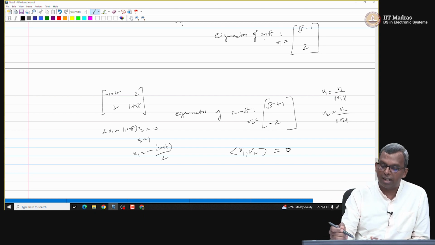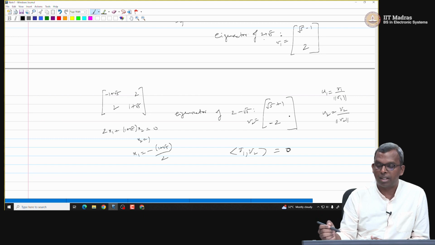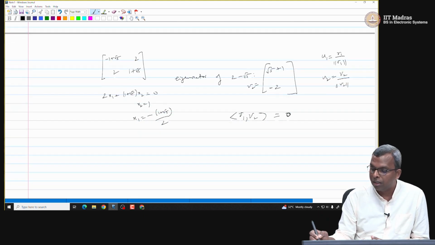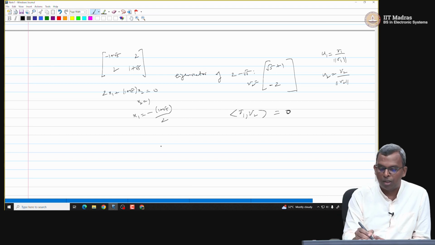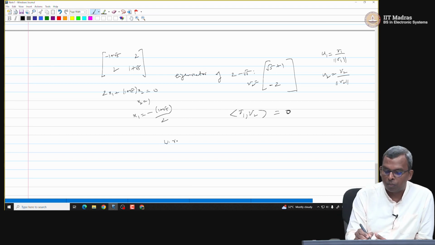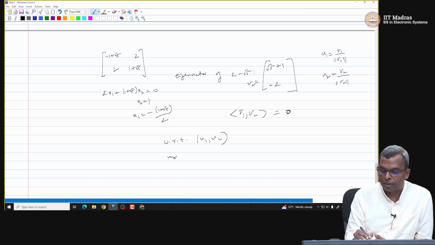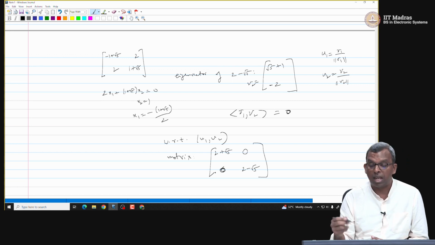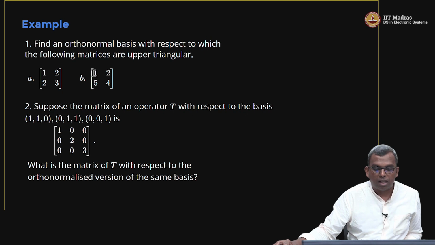So this has distinct eigenvalues and two orthonormal eigenvectors. In fact, this matrix in the basis u1, u2 will be diagonal. With respect to u1, u2, the matrix becomes diagonal with 2 plus root 5 and 2 minus root 5, and 0, 0. Not just upper triangular, it becomes diagonal. So let us go to the second example, 1 2 5 4.